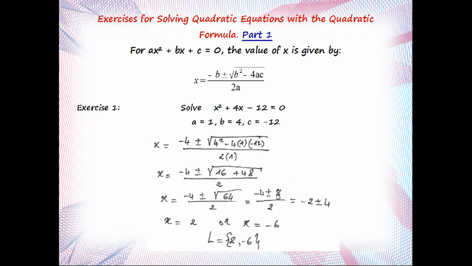So we get x equals −4 plus or minus 8, then over 2. −4 over 2 equals −2, plus or minus 8 over 2 equals plus or minus 4. So we get x equals 2 or x equals −6. The solution set has two elements, 2 and −6.